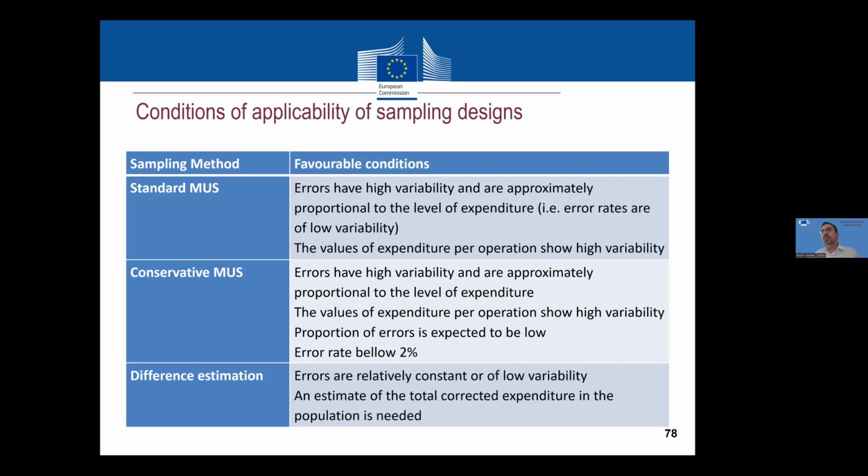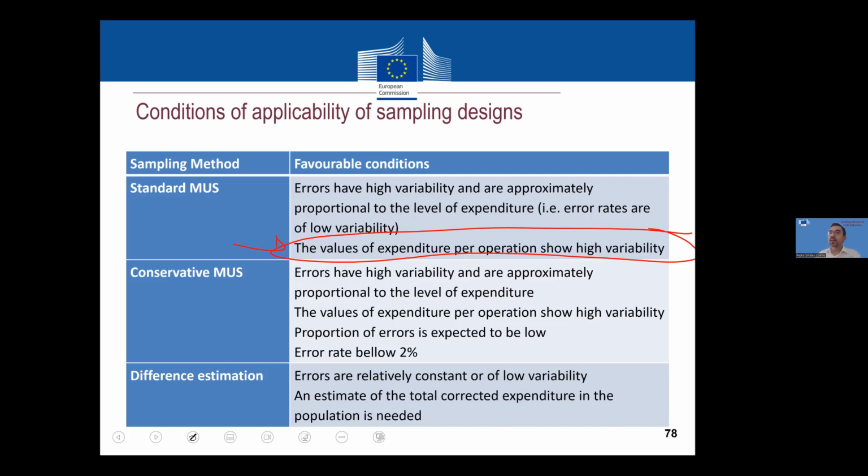In the following minutes I would like to discuss with you the favorable conditions that justify the use of MUS, or justify the use of simple random sampling or other methodologies, which is a very important question. When should we use a method with probability proportional to expenditure like MUS, and when should we use simple random sampling? Well, MUS tends to be a good method when two conditions hold at the same time. First condition, the values of expenditure, sorry, I'm going to start with the second one. The values of expenditure per operation vary significantly, have high variability, which is logical. If the operations have more or less similar expenditure, there is no point in selecting MUS.